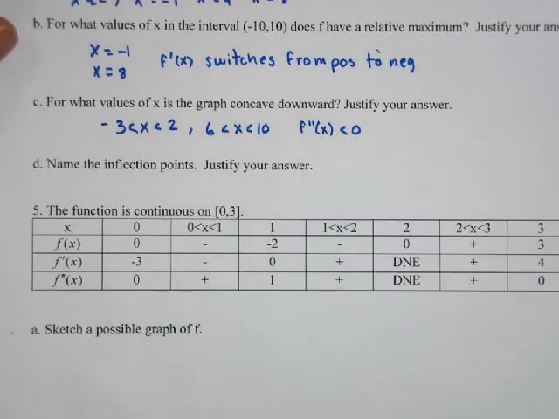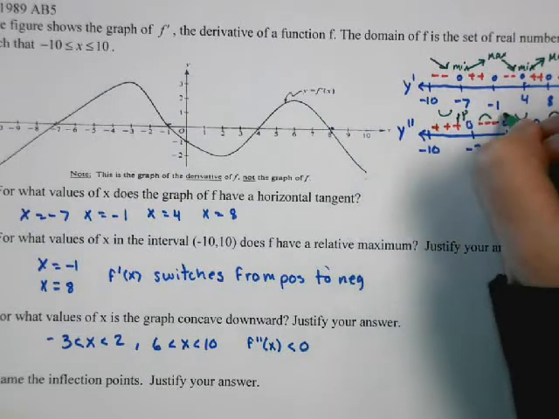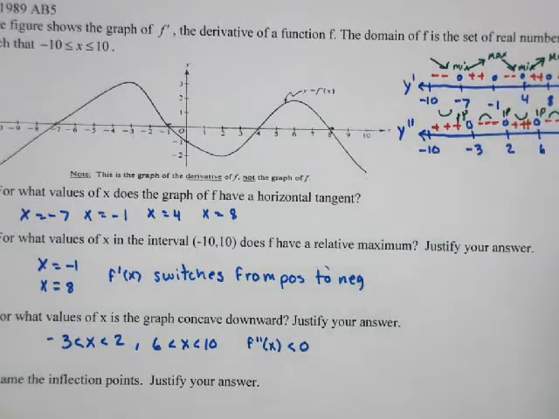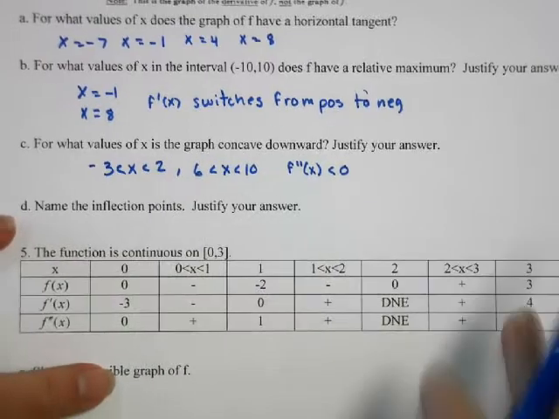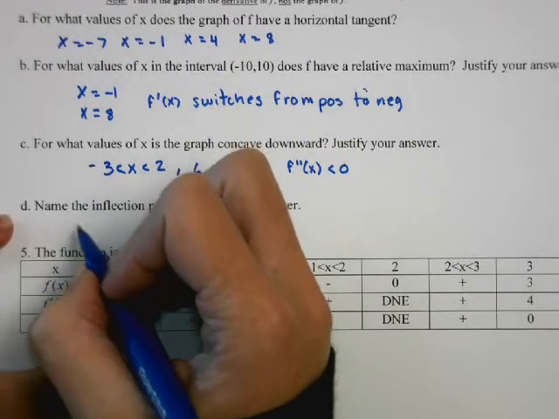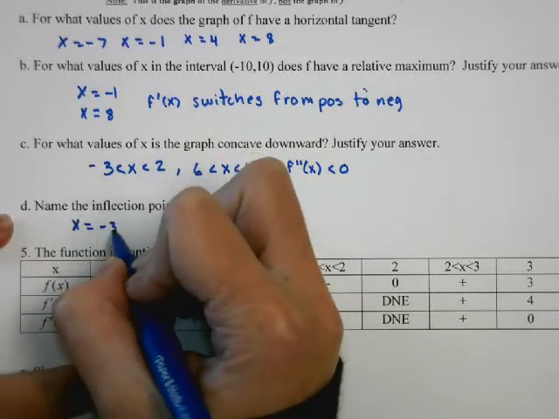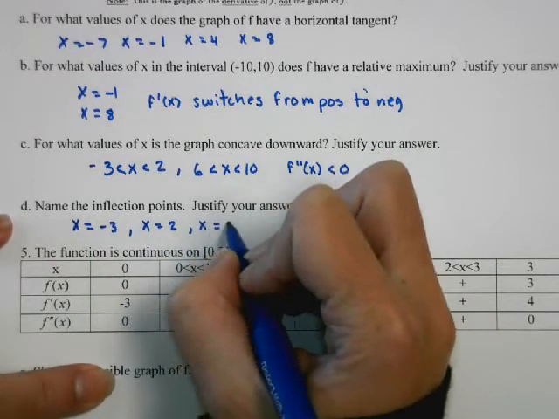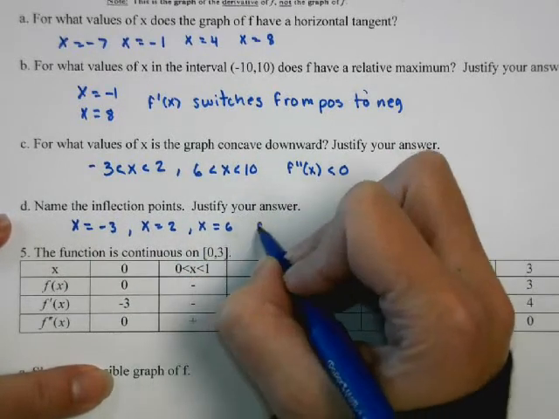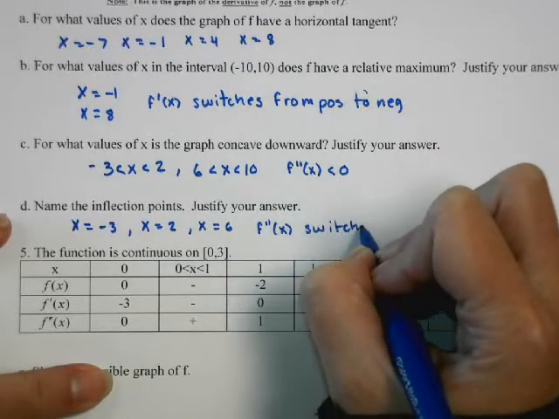Just say that. And our inflection points are going to be where we switch concavity. So here, here, here. So that's going to be at x equals -3, x equals 2, and x equals 6. Why? Because f double prime of x switches signs.